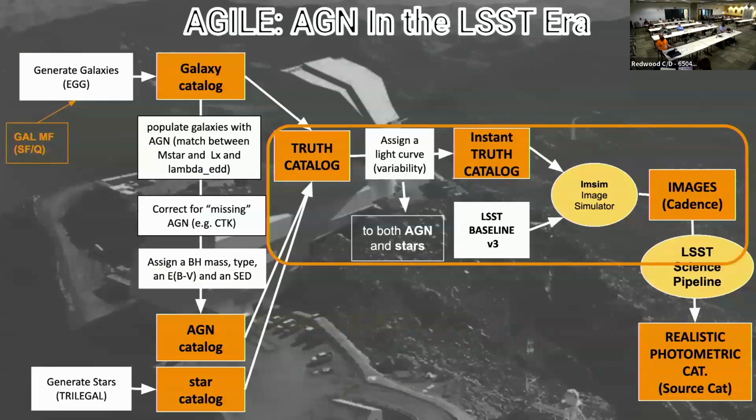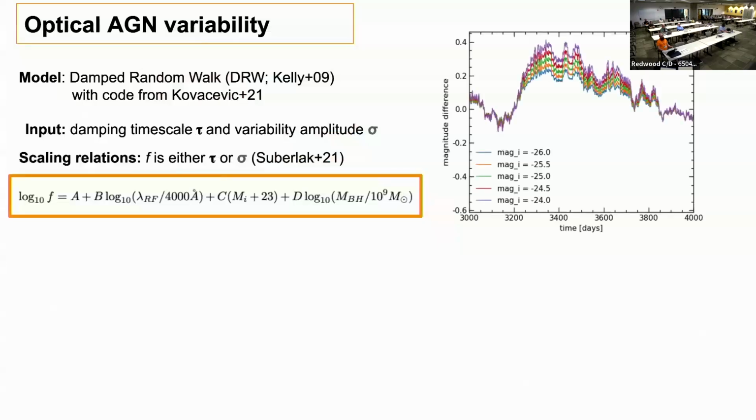Then this is a static universe. So we add on top of the static universe variability in order to add basically a time coordinate in the simulation. So for each AGN, we add a light curve using a model which is called the damped random walk. The damped random walk model has exactly 2 free parameters, and these parameters scale as a function of the AGN properties, like the black hole mass, for example.